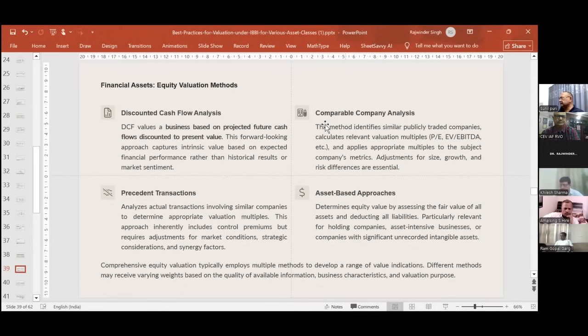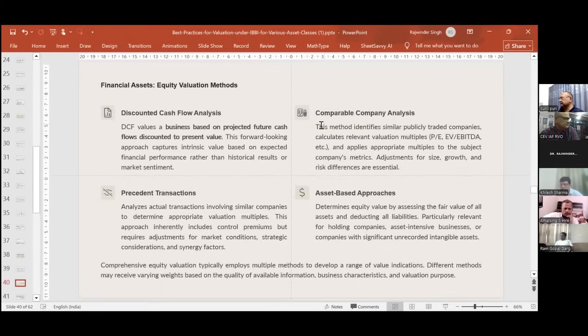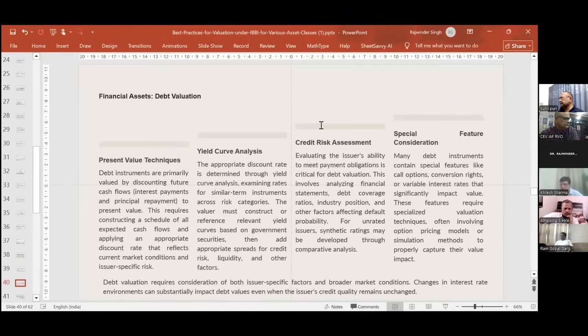And then here, these methods were for equity valuation. For debt valuation, we may be using different methods. First method is a present value technique. In this case, debt instruments are primarily valued by discounting future cash flow, meaning interest payments and principal payments, to the present value. This requires constructing a schedule of all the expected cash flows and applying an appropriate discount rate that reflects current market conditions and issuer specific risk.